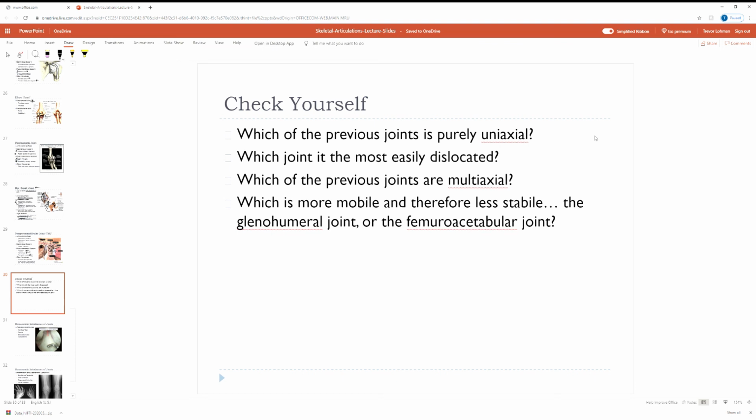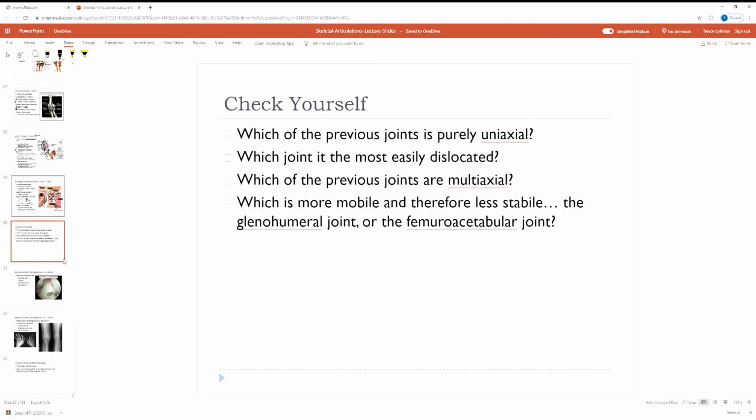Which is more mobile and therefore less stable, the glenohumeral joint or the hip? The shoulder is more mobile and therefore less stable. They're both stable, they're both mobile, but when comparing the two, the shoulder sacrifices some stability in exchange for mobility.